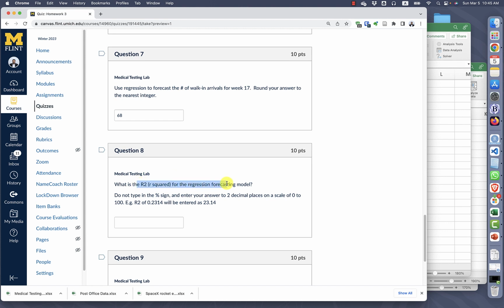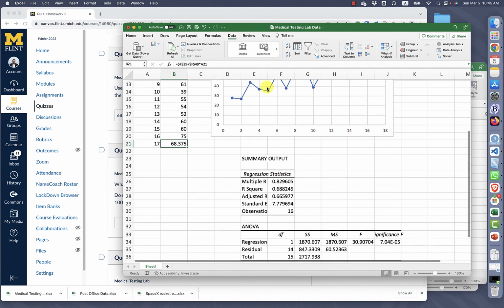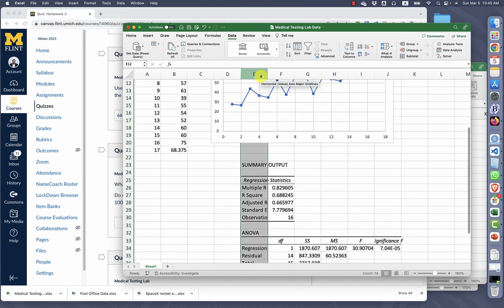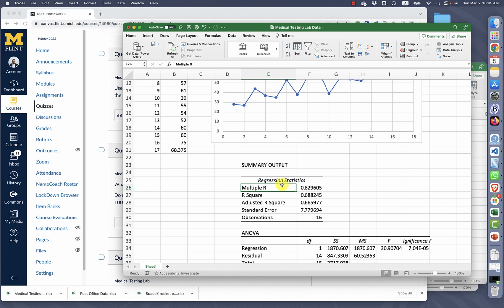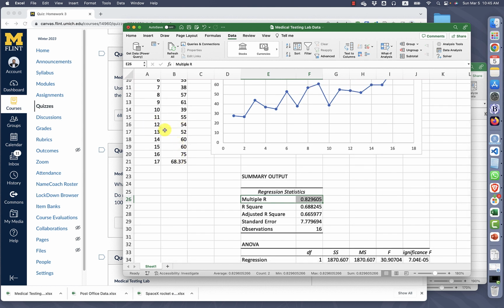What is the R-square for the regression forecasting model? Do not type in the percentage sign. Enter your answer to 2 decimal places on a scale of 0 to 100. So Excel gives you the R-square, and actually I made a small mistake first. I actually read 83% or 82.9%. This is not R-square. This is multiple R. This is the correlation between the predicted values and the actual values. So ignore the multiple R.